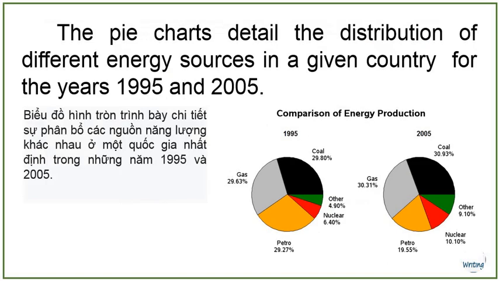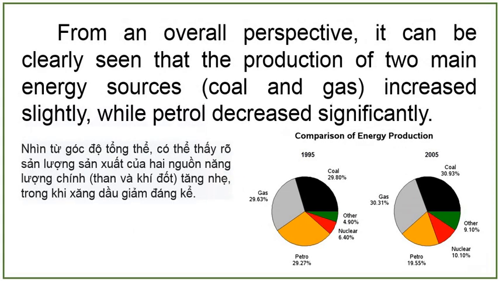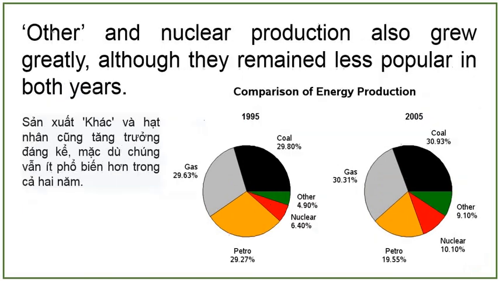The pie charts detail the distribution of different energy sources in a given country for the years 1995 to 2005. From an overall perspective, it can be clearly seen that the production of 2 main energy sources, coal and gas, increased slightly while petrol decreased significantly. Other and nuclear production also grew greatly, although they remained less popular in both years.